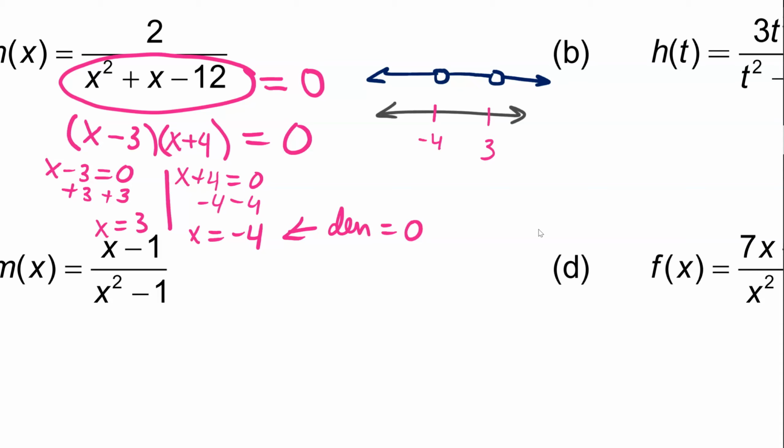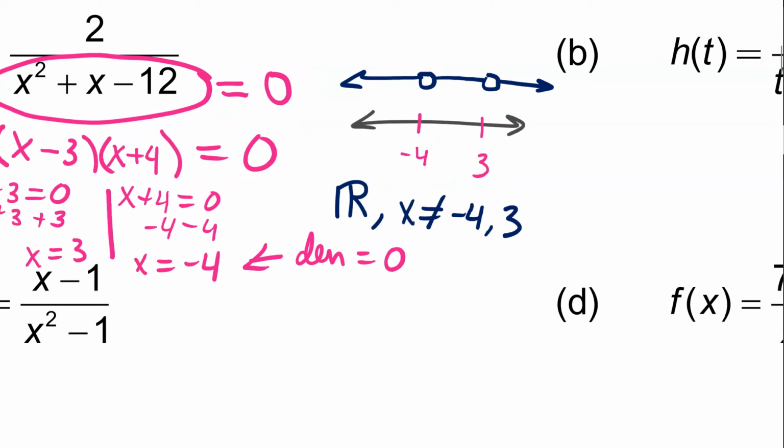So to write this, you could write it as all real numbers, but x cannot equal negative 4 and 3. That's one representation. But what I want to do is write it in interval notation. So I go from negative infinity to negative 4. But I don't want to include negative 4 because that would make the bottom of my fraction go to 0.